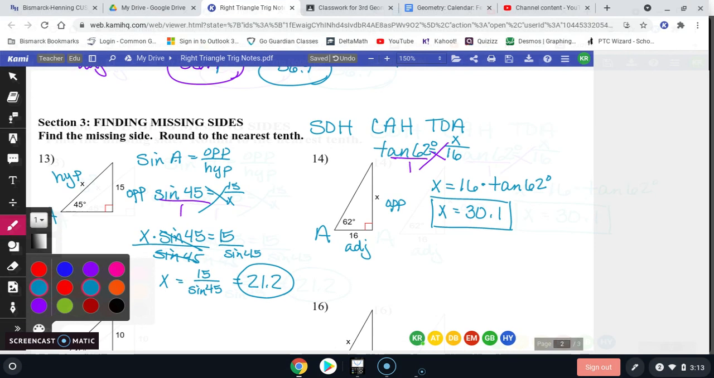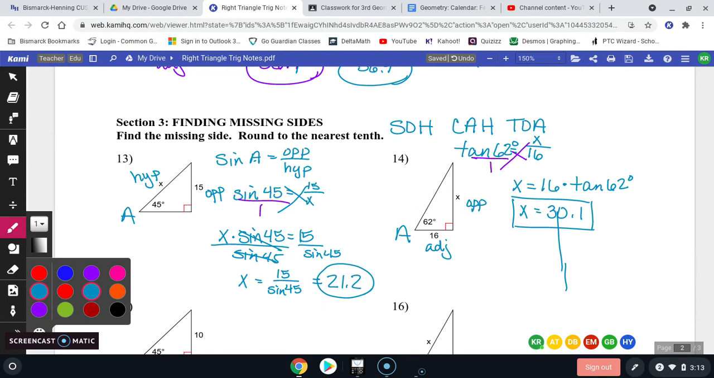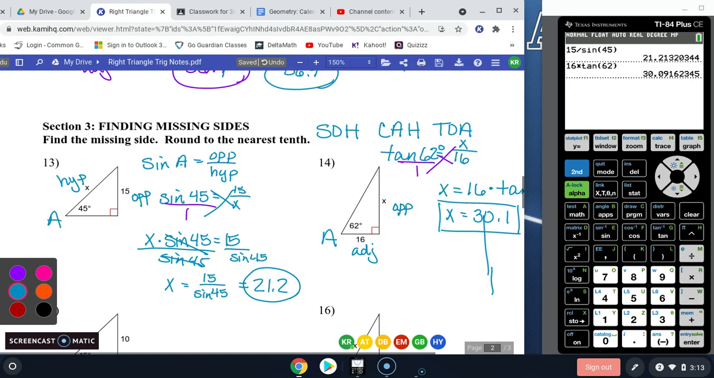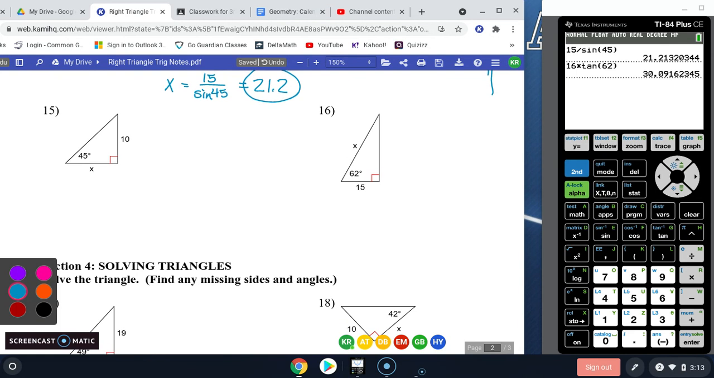Let's look at number 15. Here's the angle A. X is the adjacent side. 10 is the opposite side. So opposite and adjacent, that's going to be a tangent equation. Tangent of A is opposite divided by adjacent. Now fill in what I know. I know the angle measures 45 degrees. The opposite side is 10. The adjacent side is x.